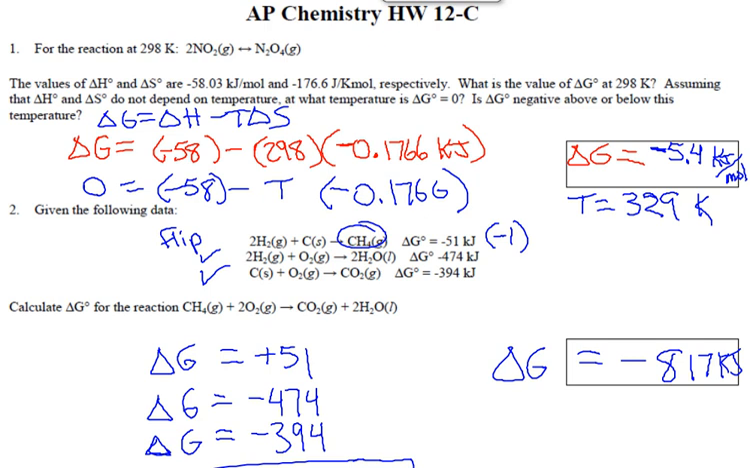Number two, what type of problem is number two? Remember the name of that type of equation where you're flipping things around? Hess's law. Yeah, it's a Hess's law problem. Let me circle the rest of them. I didn't circle them all. I focused on CH4, H2O, and CO2.